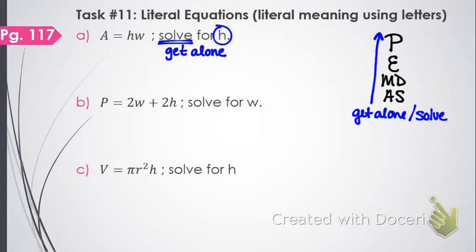What would I need to do to get the h alone here? Divide by w on both sides. Right now it's being multiplied. So if I divide, I can make it cancel. So I would have h is equal to a divided by w. This is an area formula. Multiplying the height and the width to get the area. A lot of times we'll say length and width, but this is if something is upright. We would have our height and our width.